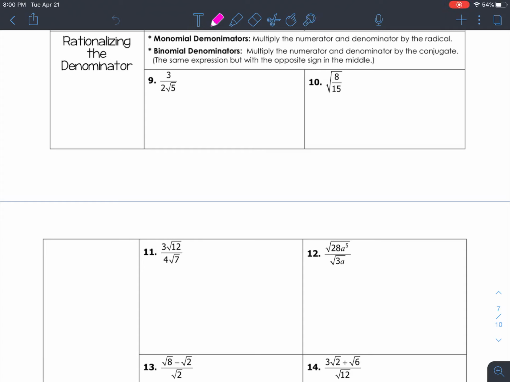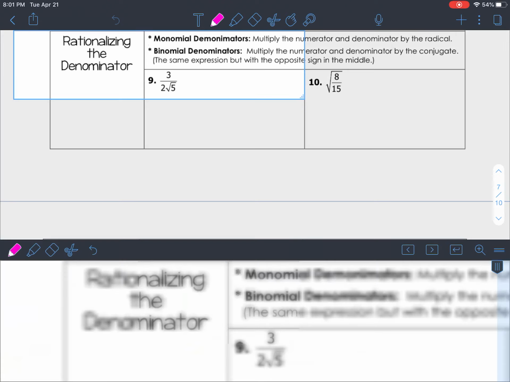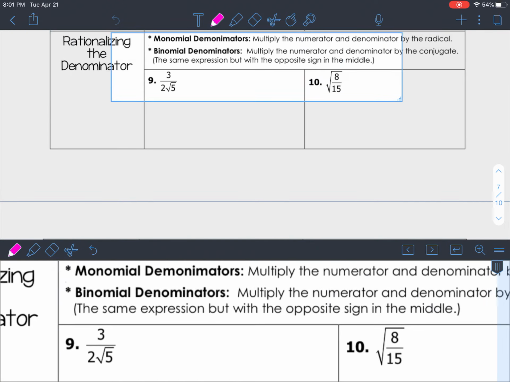All right, so we have talked about simplifying radical expressions, adding and subtracting radical expressions, multiplying them, and dividing them. So today we're going to talk about how to rationalize so that we do not have any square roots, cubic roots, or fourth roots, any kind of radicals on the bottom. So we want no radicals in our denominator. So the way that we do that is by rationalizing the denominator.